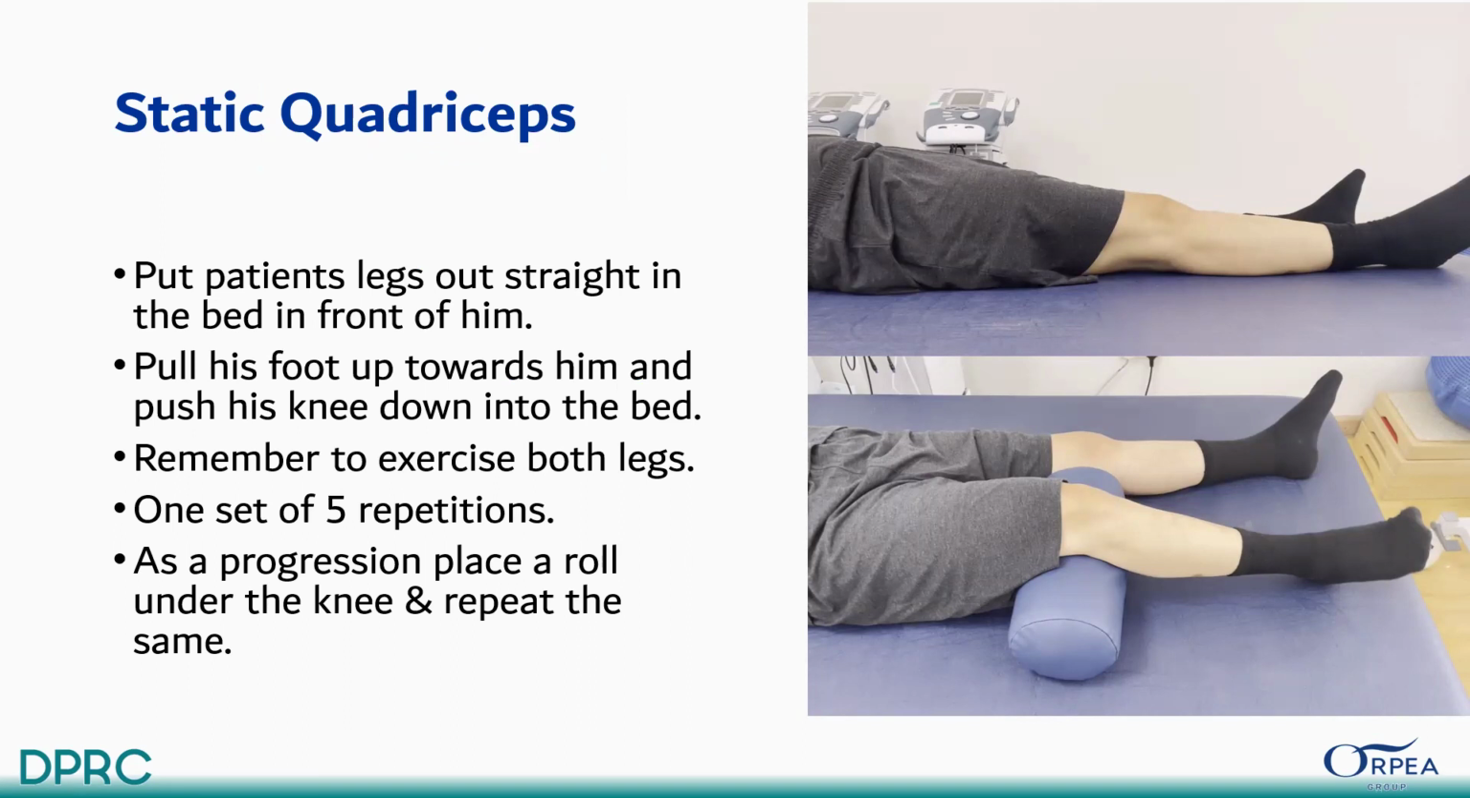Static quadriceps. In this, put the patient's legs out straight in the bed in front of him. Pull his foot up towards him and push his knees down into the bed. Remember to exercise both legs. One set of 5 repetitions. As a progression, place a roll under the knee. Repeat the same.